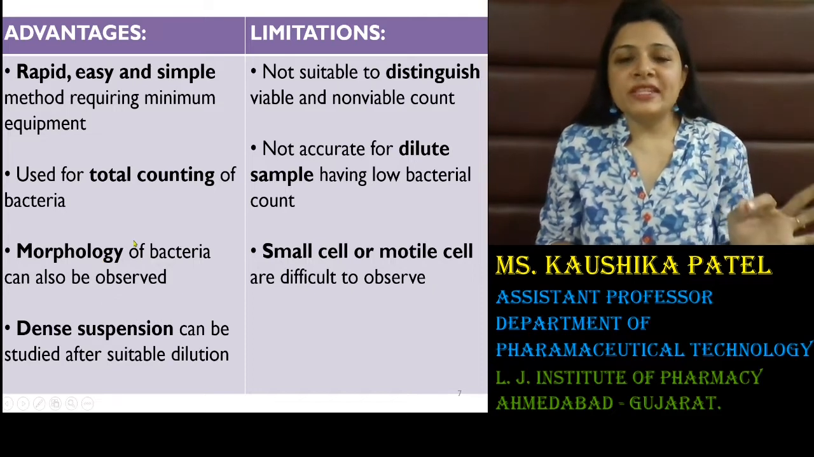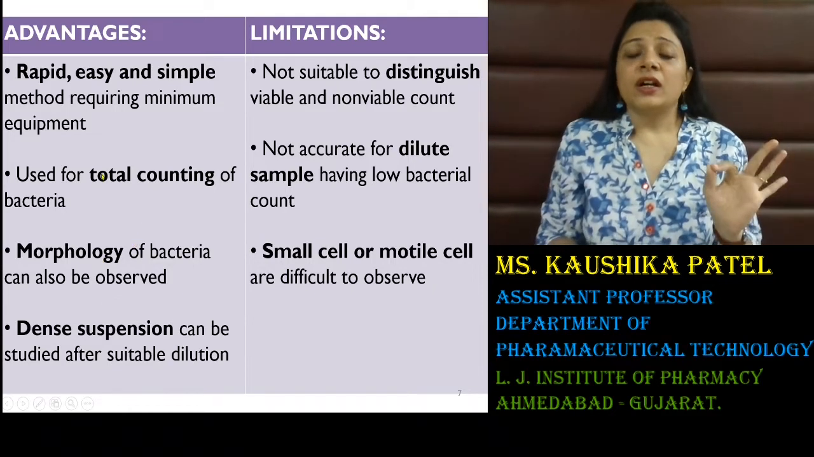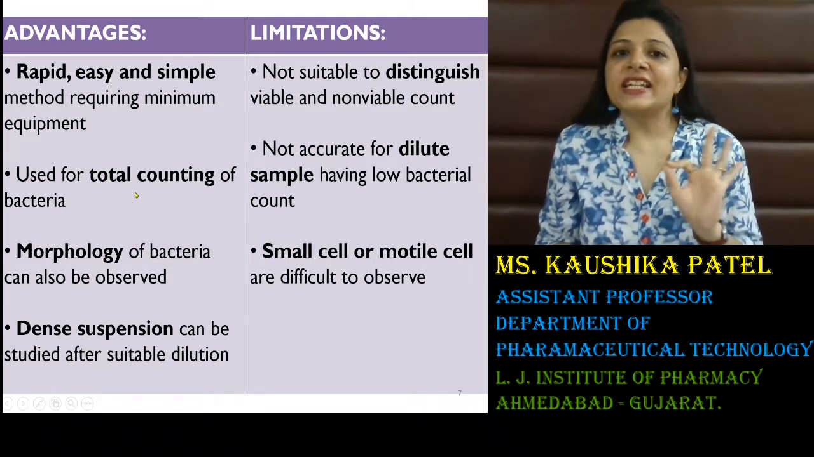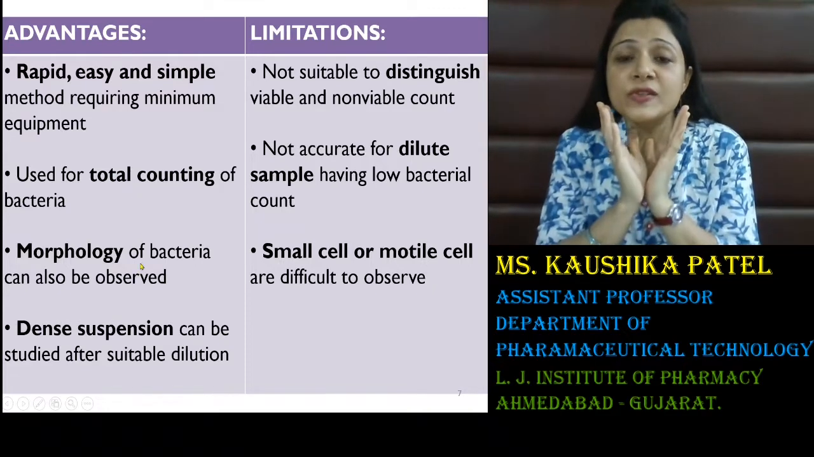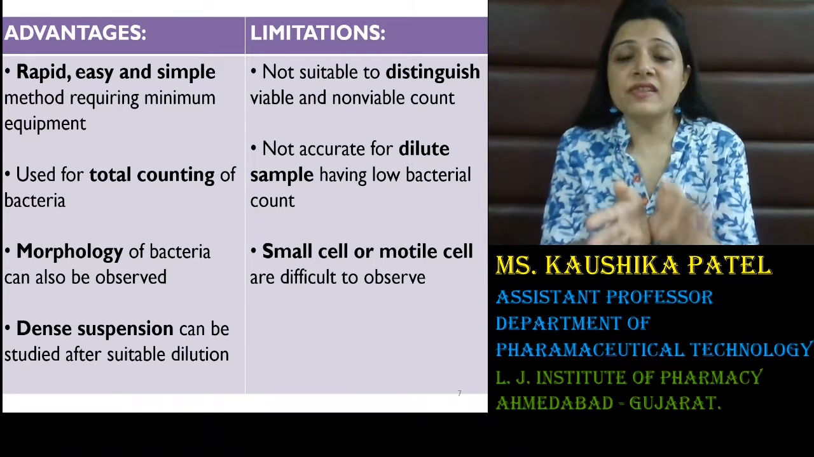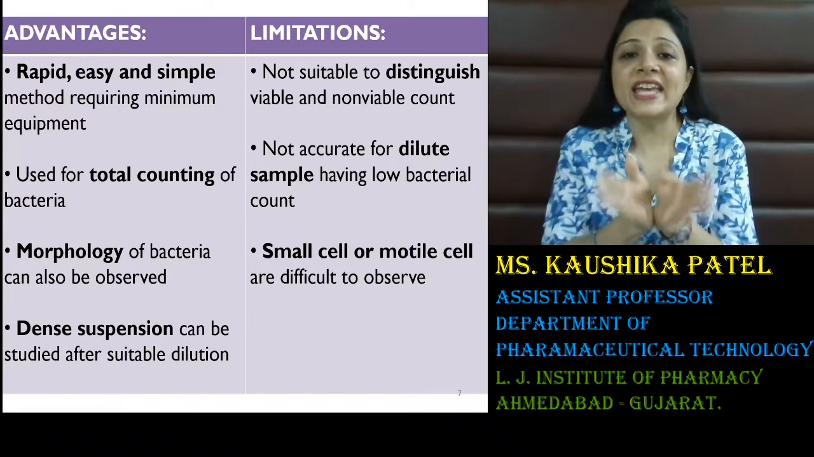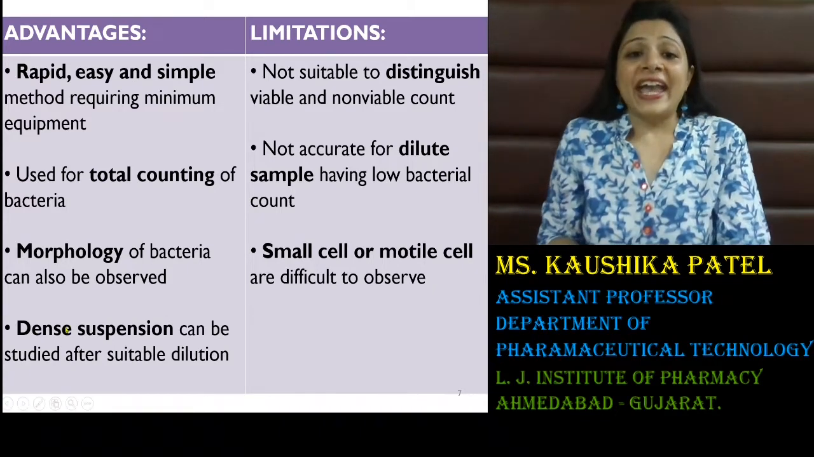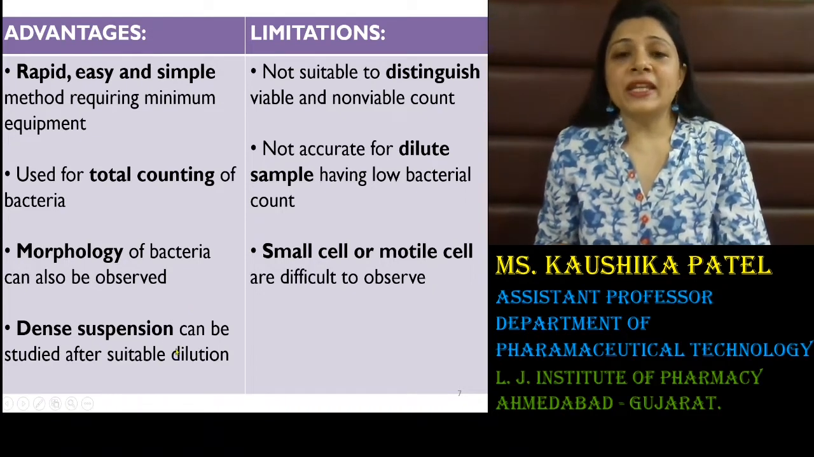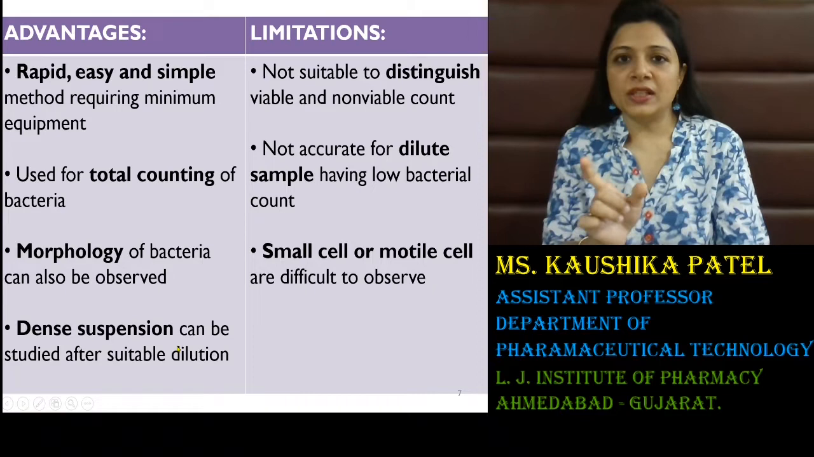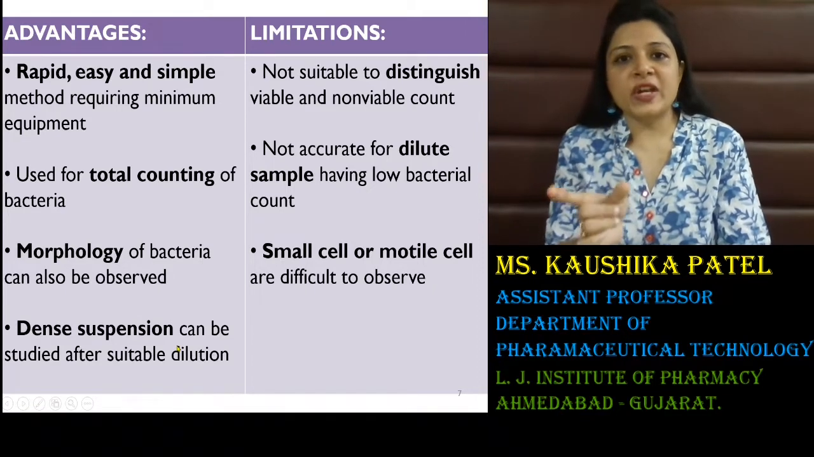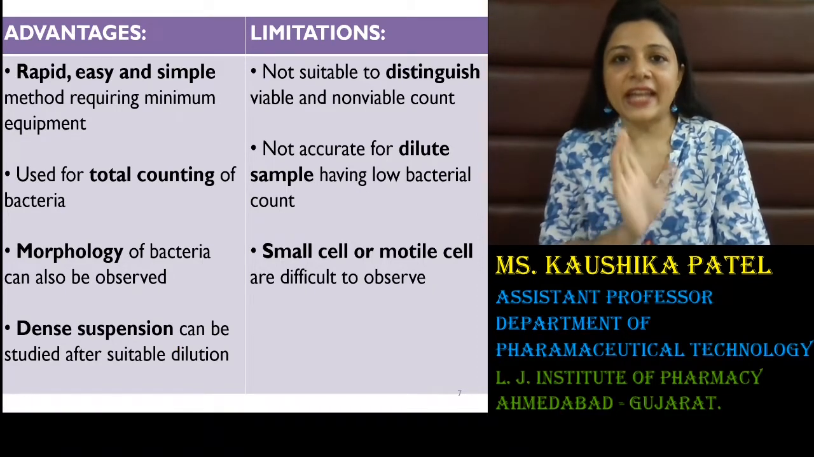The advantages are that it is a very simple and easy method. You can get the total count of bacteria directly. Along with the number of cells, you can also study the morphological characteristics of the cells like shape, size, and arrangement. Any type of dense sample can be processed by suitable dilution of that sample. The dilution factor you have to consider in the calculation at the end.